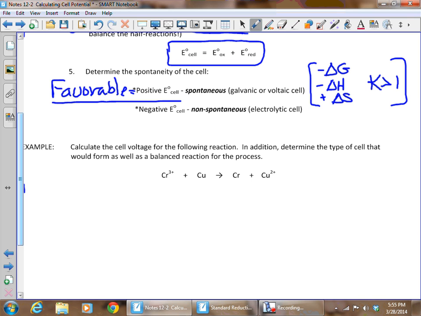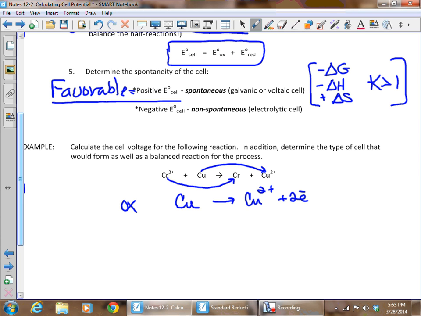So our example: calculate the cell voltage for the following reaction. In addition, determine the type of cell that would form as well as a balanced reaction. The first thing we want to do is write our half reactions. So writing our half reactions, we need to know what's being oxidized and what's being reduced. Copper is being oxidized. The chromium 3 plus is being reduced. So our reaction for oxidation is that copper is going to form Cu2 plus and in the process give off 2 electrons. So that's our oxidation reaction.